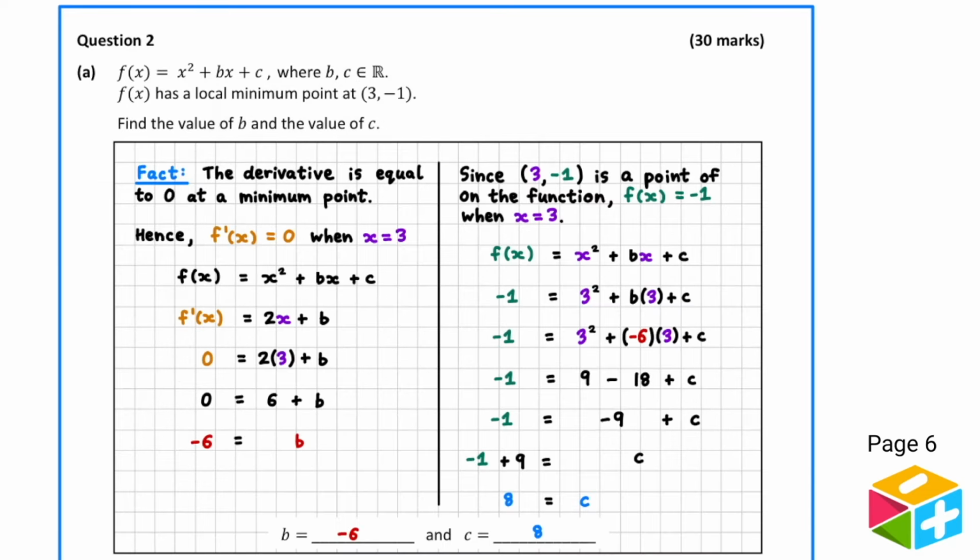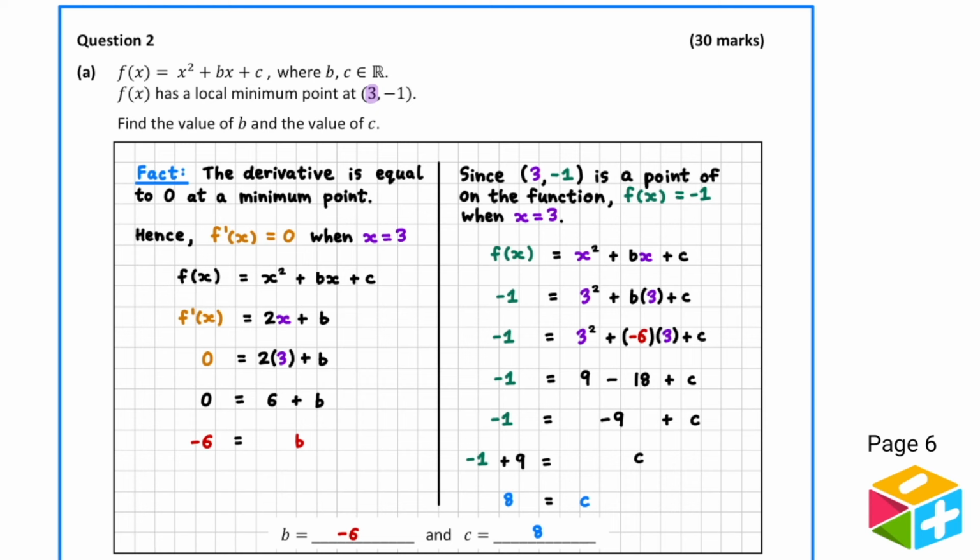To solve question 2a, we can use the following fact. The derivative will be equal to 0 at a minimum point. We are given a minimum point, 3, minus 1. Importantly, the x value here is 3. Using our fact, we can conclude that the derivative, f dashed of x, must be equal to 0 when x is equal to 3.